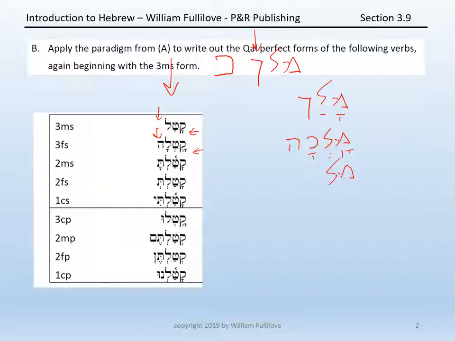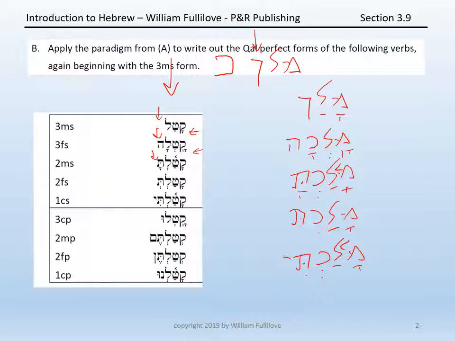We would have the malak root letters for the second masculine singular. Now we need to add the ending of tav and the vowel pattern: malakta. And so we would go through the rest of the paradigm. Malakt for the second feminine singular, and then malakti for the first common singular, and then do the plurals.